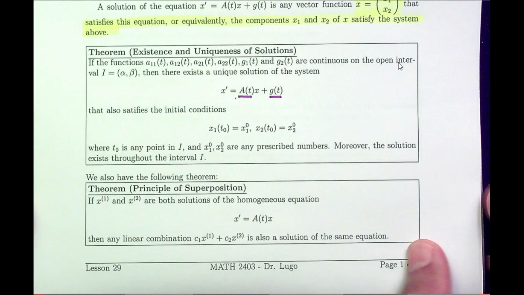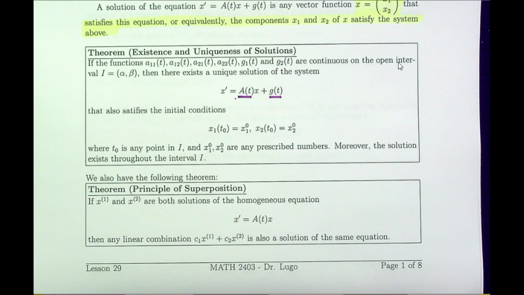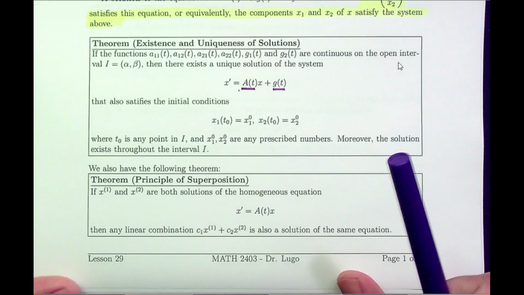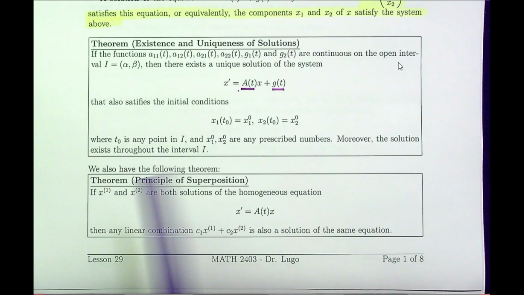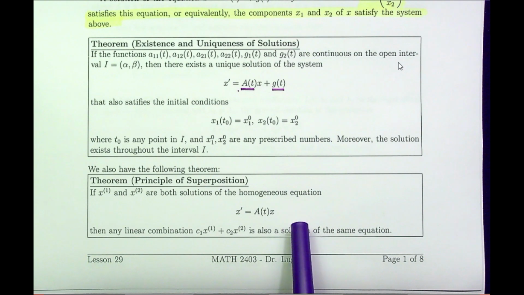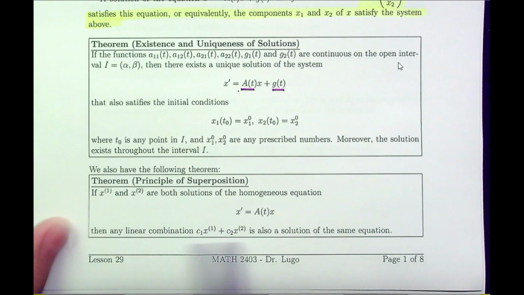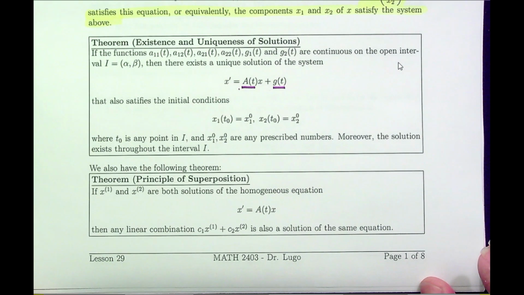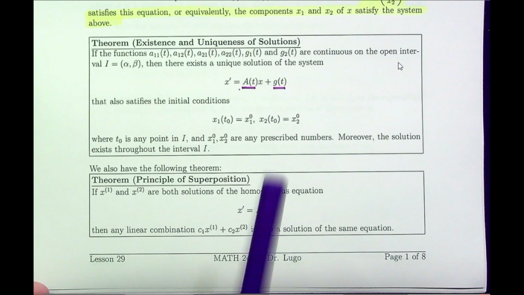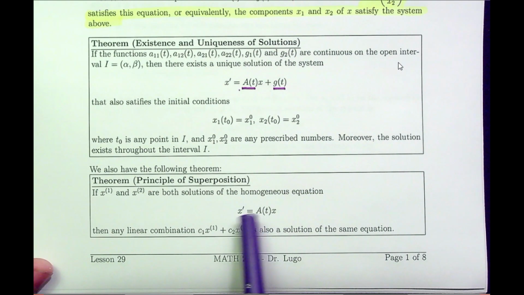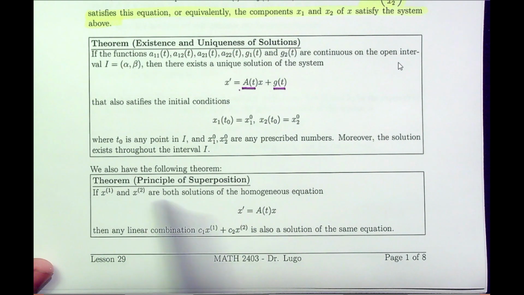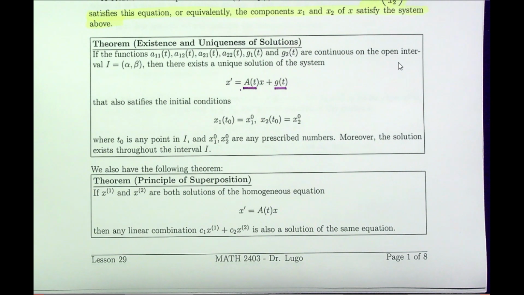All right, and then we also have this principle, this theorem that says, we already saw this in the single case. If you have two solutions of a homogeneous system, it has to be homogeneous, meaning there's no G or the G is 0, then any linear combination is also a solution of the same equation. If you have a homogeneous system, if you have two solutions, then any linear combination is also a solution.